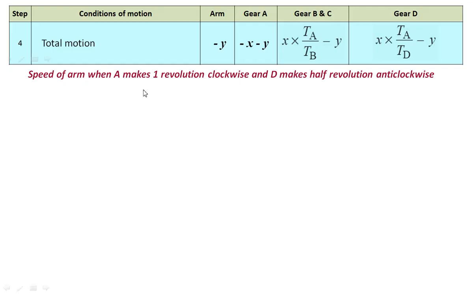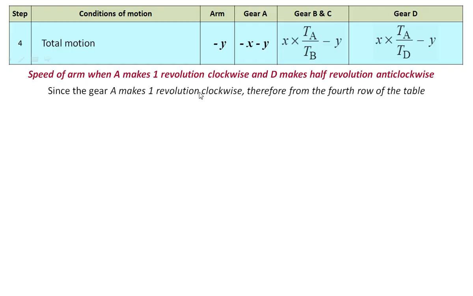So the first condition is A makes 1 revolution clockwise. Means what? The value of minus x minus y, which is corresponding to gear A, is equal to 1 revolution clockwise, that is minus 1. So we have minus x minus y equal to minus 1, or we can simplify it as x plus y equal to 1. Let this be our equation number 1.